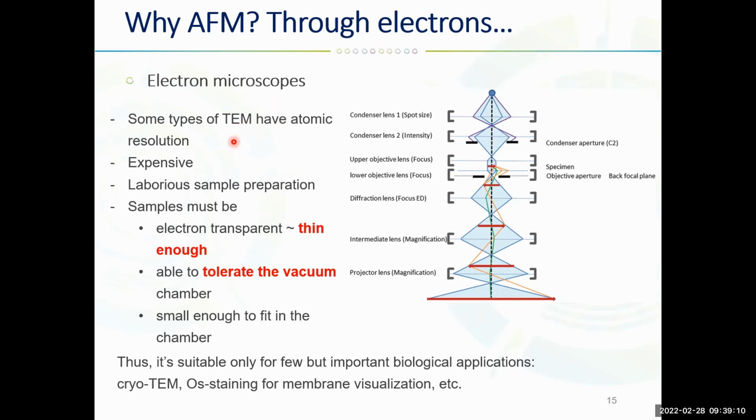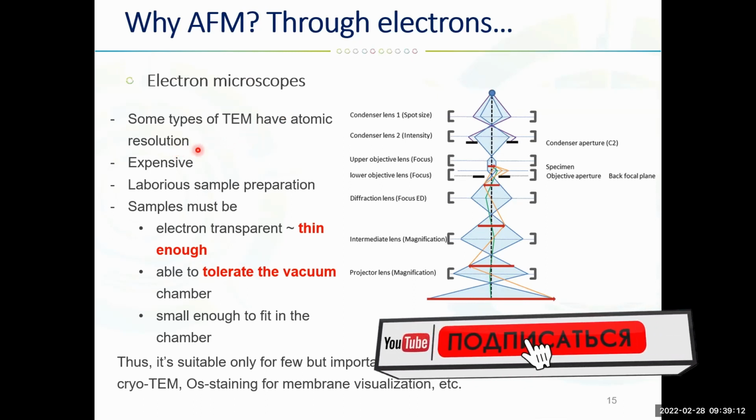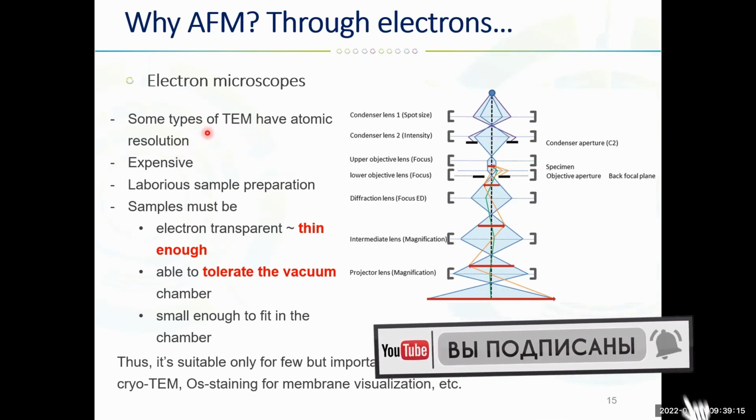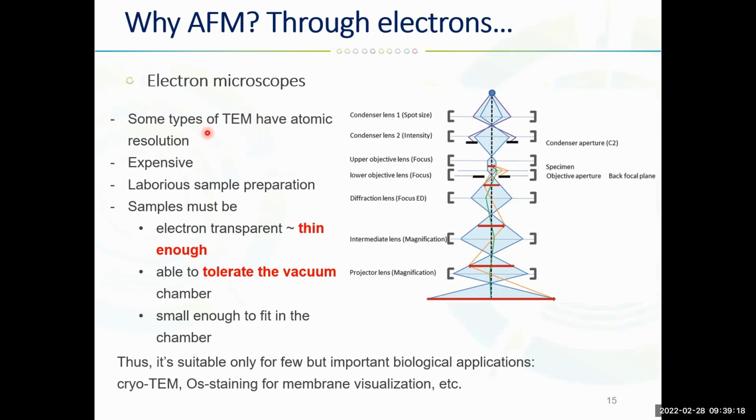Some types of transmission electron microscopes have atomic resolution, and it is very handy to use them. The problem is that they're quite expensive, and sample preparation is very laborious, because samples, first of all, must be electron transparent. This means that the thickness of the sample that you can use is very, very thin. So you cannot image different tissues, or you have to do special sample preparation for that.